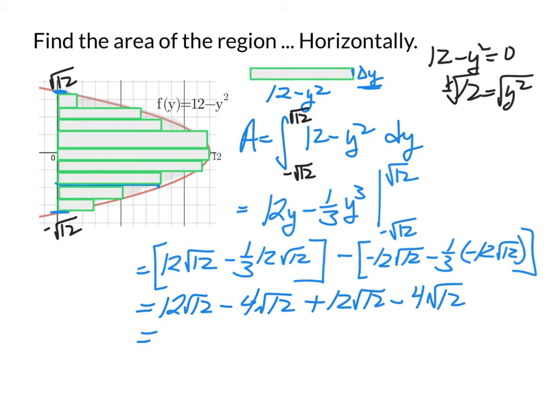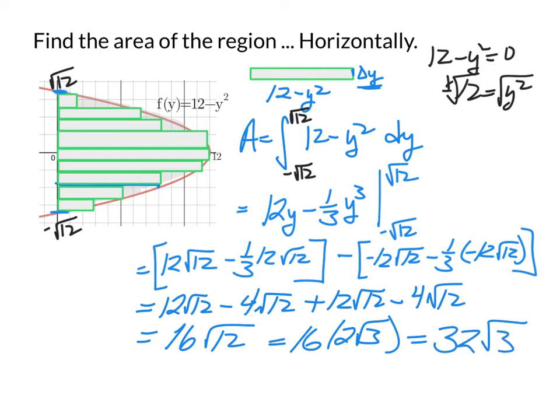So 12 and the 12 is 24, and then minus 4 would be minus 8. So we're looking at 16 root 12, and that root 12 is really 2 root 3. So we're all the way down to the same answer of 32 root 3. But a lot less complicated because we didn't have to rearrange the function and rewrite it in terms of x.